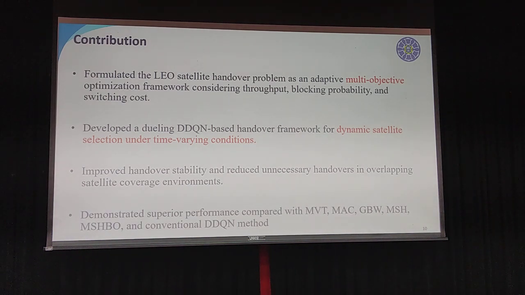The main contributions of this work are as follows. First, we formulate the handover problem as an adaptive multi-objective optimization problem. Second, we develop a dueling DDQN-based framework for dynamic satellite selection. Third, the proposed framework improves handover stability while reducing unnecessary switching. Finally, simulation results demonstrate that our method outperforms several conventional approaches, including MBT, MAC, GPW, and conventional DQN.